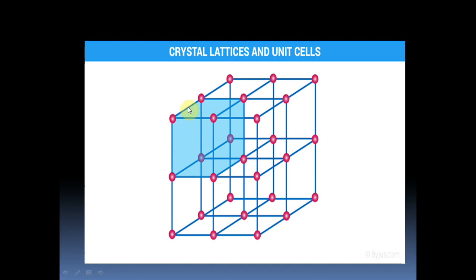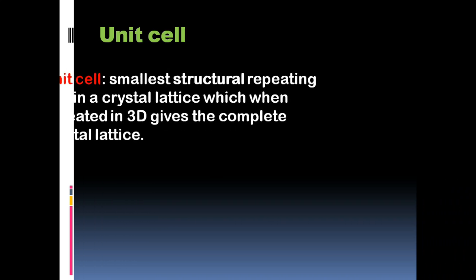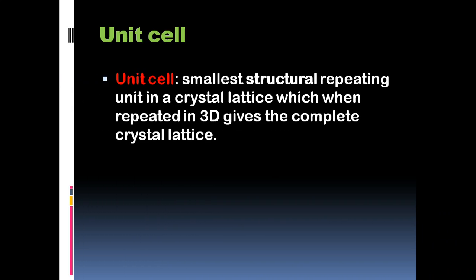Is it clear? Now, in this figure, you can see that one particular cube is shaded in blue. What is that? That is another term which I would like to introduce here. It is the unit cell. So, what is a unit cell? A unit cell is the three-dimensional repeating unit of a crystal lattice. So, the smallest structural repeating unit, we call it a unit cell.